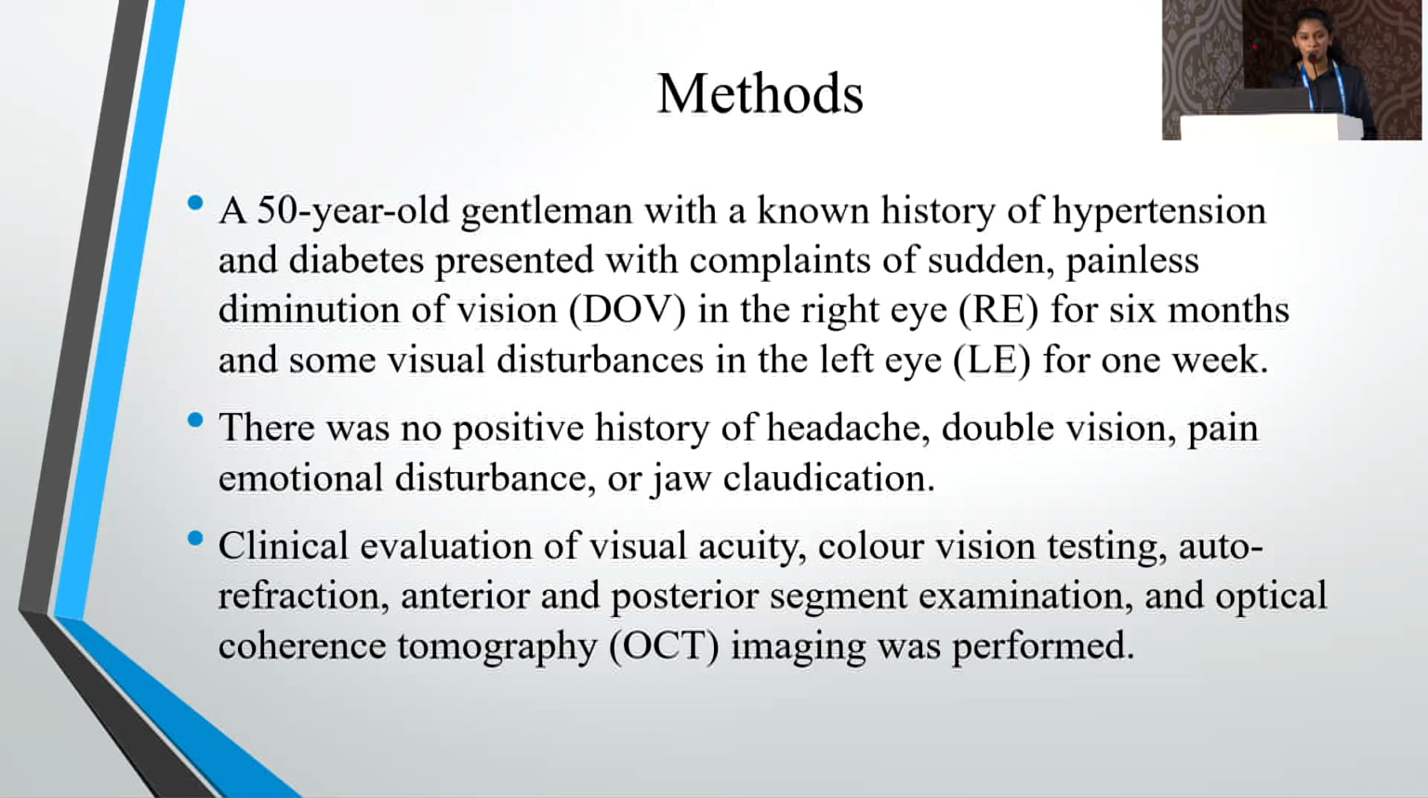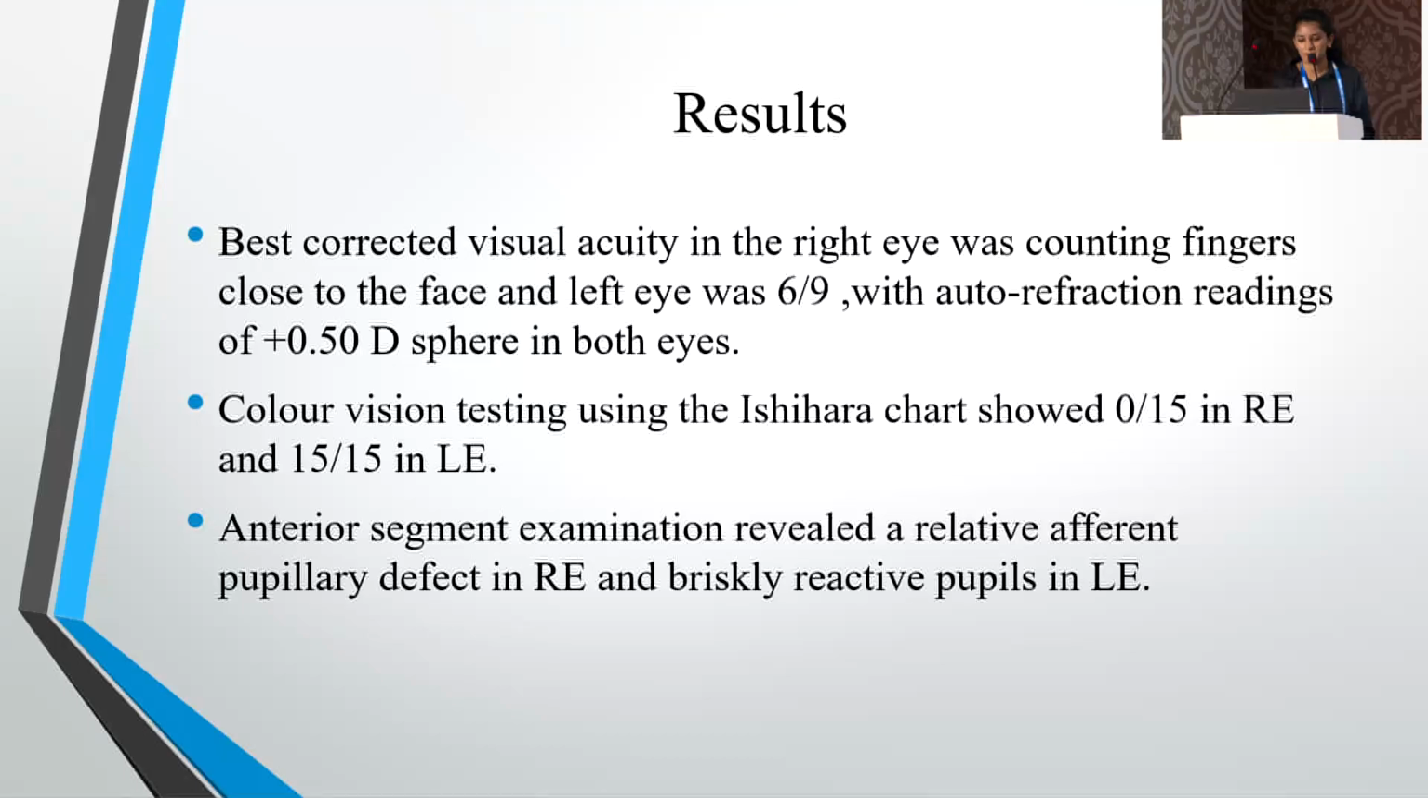Clinical evaluation of visual acuity, color vision testing, autorefraction, anterior and posterior segment examination, and optical coherence tomography imaging was performed. Results: the best corrected visual acuity in the right eye was counting fingers close to face, and left eye was 6/9 with the autorefraction readings of plus 0.5 diopters equal in both eyes. Color vision testing using the Ishihara chart showed 0/15 plates in the right eye and 15/15 plates in the left eye. Anterior segment examination revealed a relative afferent pupillary defect in the right eye and a briskly reactive pupil in the left eye.